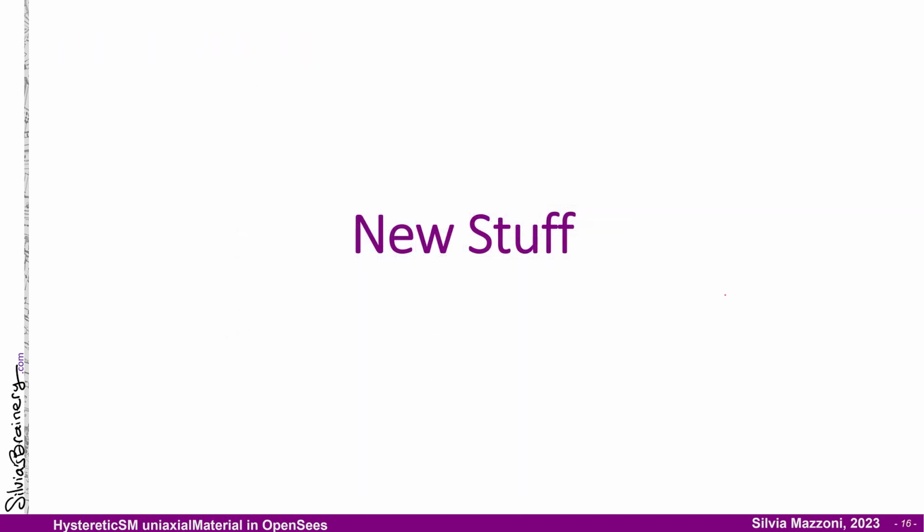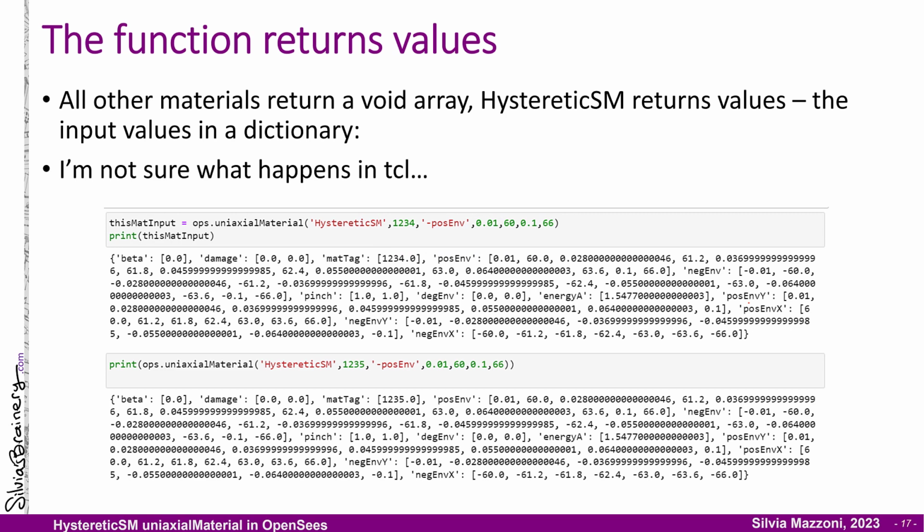Now we get into new stuff. So the very first thing I did is now the function itself, when you call the material, it returns values to you. This is something new. All other materials return a void array. I've put into HystereticSM to return values. And what the values are is it returns to you the input values that you've given, and actually all the values that it computes at the very beginning.